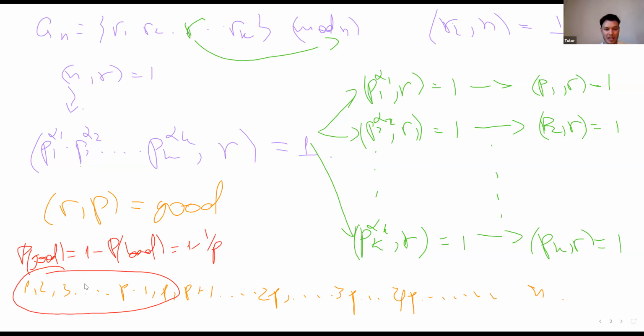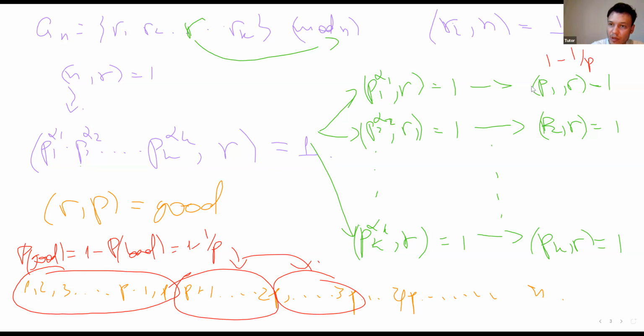So this is the probability that it's bad in here, the probability that it's bad in here. So the same probability is going to be in here, and the same in here, and so on. So basically the probability that the number is good is going to be 1 minus 1 over P1. So this is the probability that it's good here. 1 minus 1 over P2 is the probability that it's good here. And then 1 minus 1 over Pk is the probability that it's good for Pk.